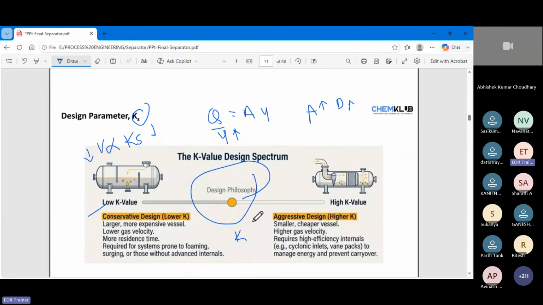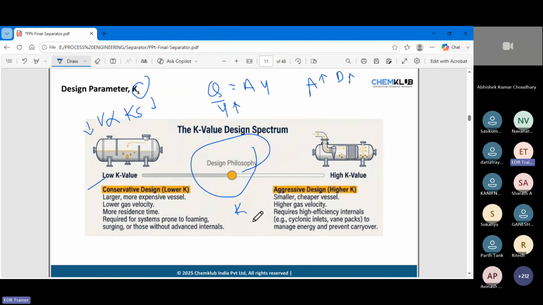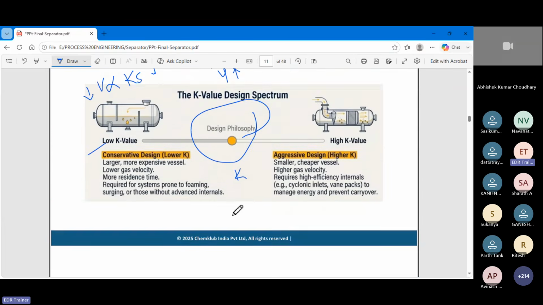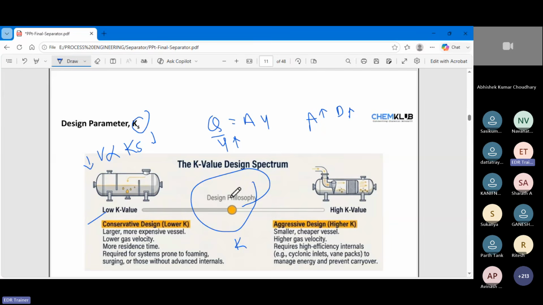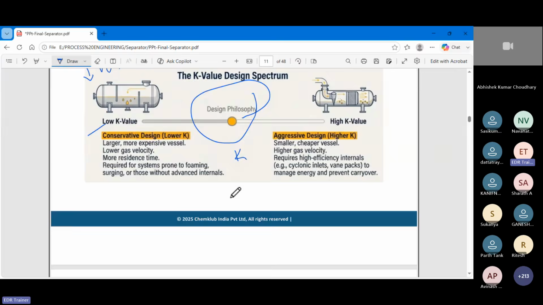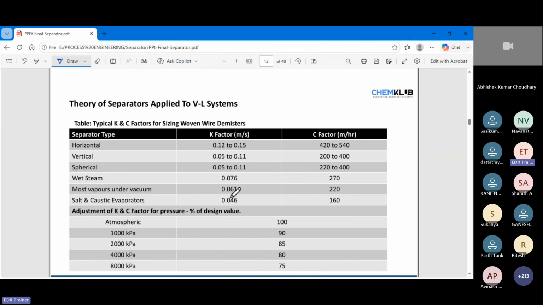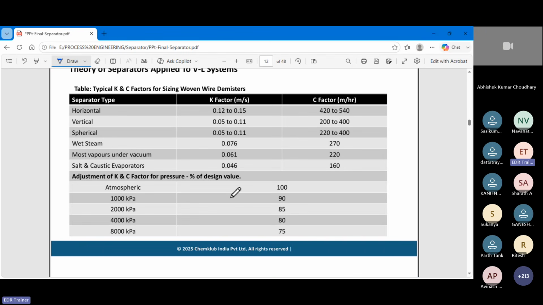If you have a demister pad, we'll see that the K value will depend directly upon the diameter of the particles. We'll see how K impacts the other things. Generally, the K factors are for a bare mesh demister pad. That will be given by the vendor, and we can choose it according to the requirement, pressure, temperature, and everything.